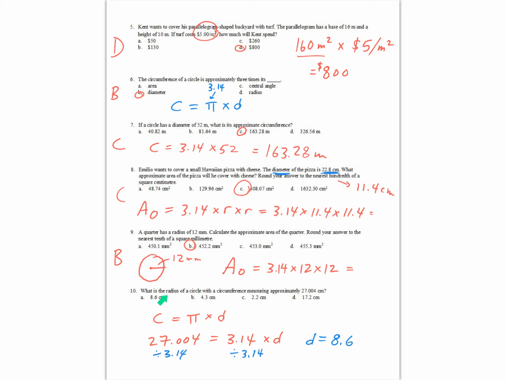But we have to be careful. They want us to find the radius, and we just found the diameter. So the diameter is all the way across the circle, going through the middle, and the radius is half of that. So half of 8.6, we divide this by 2, and we get 4.3. So the radius is 4.3, which is B.